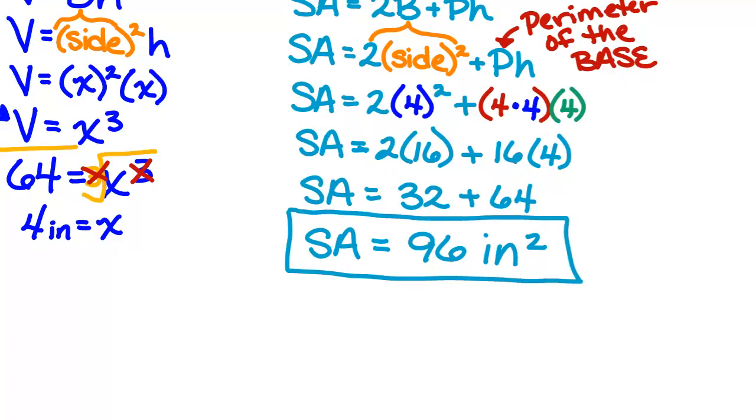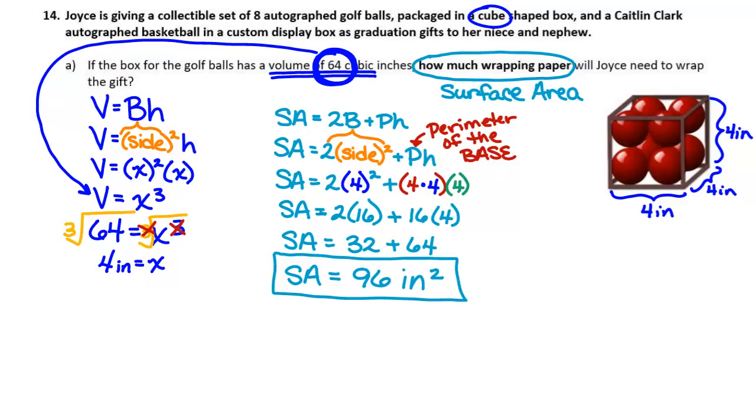We're still going to do number 14, part B. Part B is for the other gift that Joyce is giving. What's the other gift? What's the other gift that's being given? Basketball. The basketball is inside of a box. What shape do you think that box is? Also a cube.